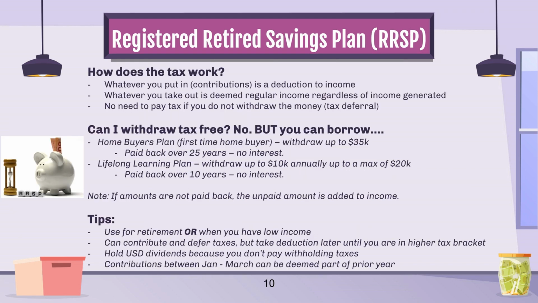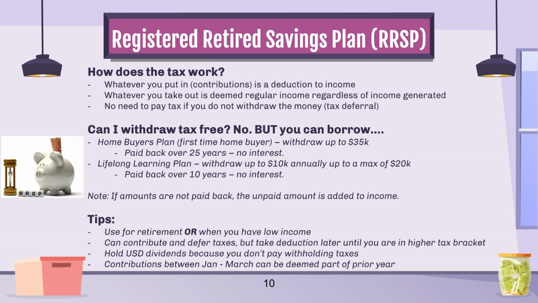So now let's talk about how the taxes work for your RRSP. Whatever you have put in, which is called your contributions, is deducted from your income. So essentially, if you made, let's say, $70,000 in a year and you put $20,000 in your RRSP, your tax amount is essentially as if you made only $50,000 in the year.